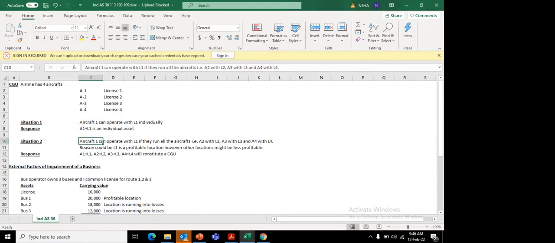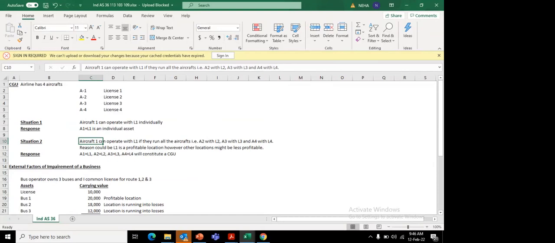Maybe the location at which license 1 is operating could be the most profitable location, and your locations 2, 3, and 4 might not be that profitable. That is why the government has put this condition that we will allow you to operate at location 1 only if you operate at locations 2, 3, and 4. So the revenue that we will earn from location 1 will be dependent on locations 2, 3, and 4.